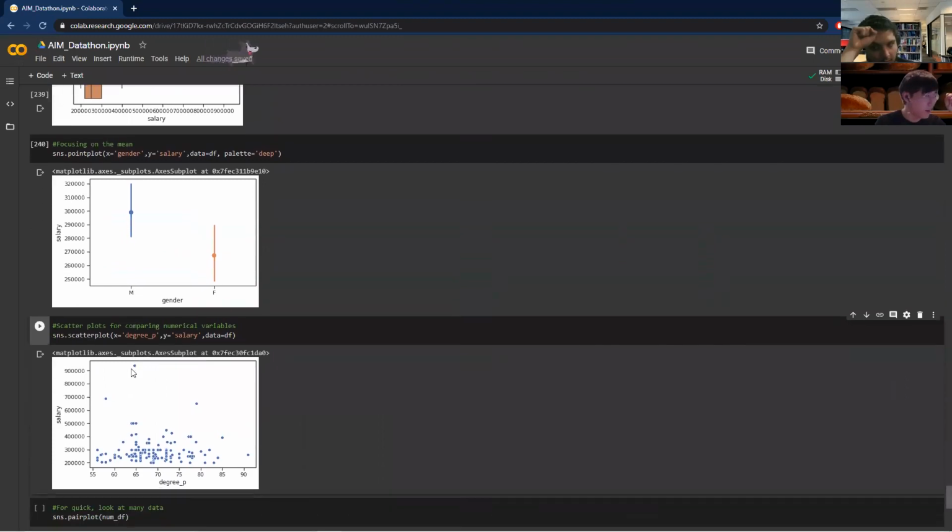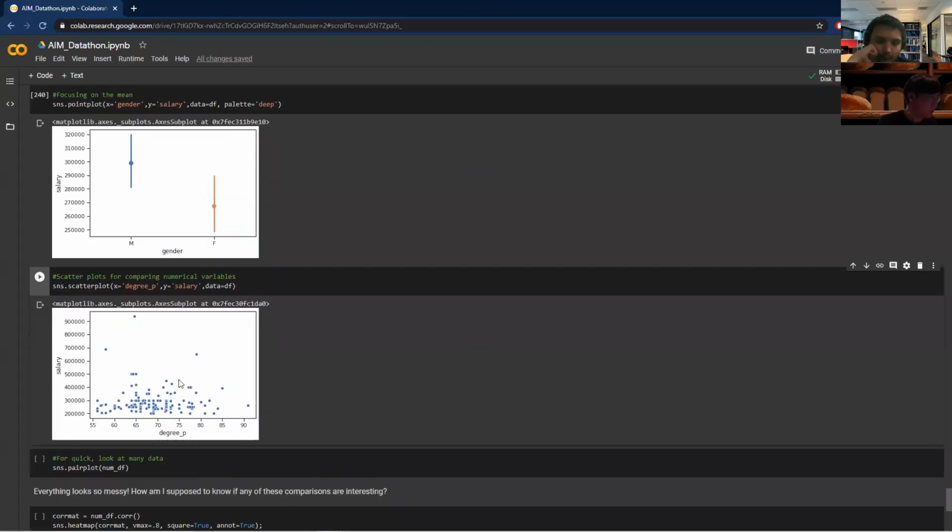But say we want to look at numerical variables against numerical variables, then a scatter plot is, I think, one of the best ways to look at it. This isn't a very good example because there's clearly very, very little pattern here. There's no pattern here at all. But this is a way to look at numerical and numerical variables.